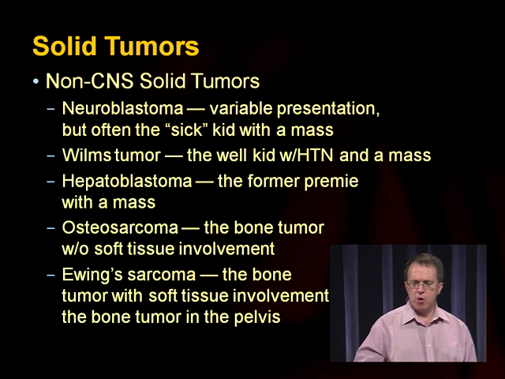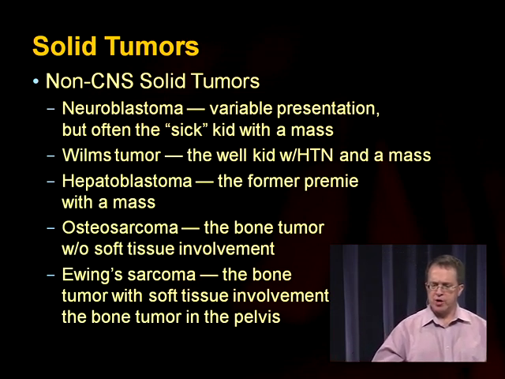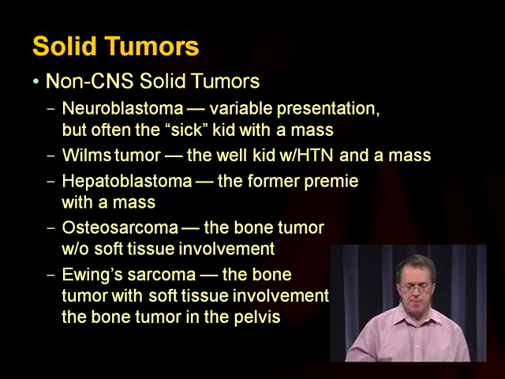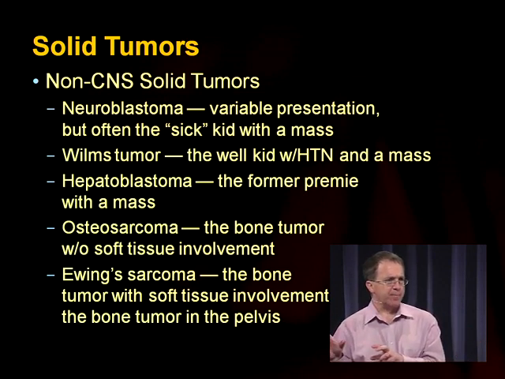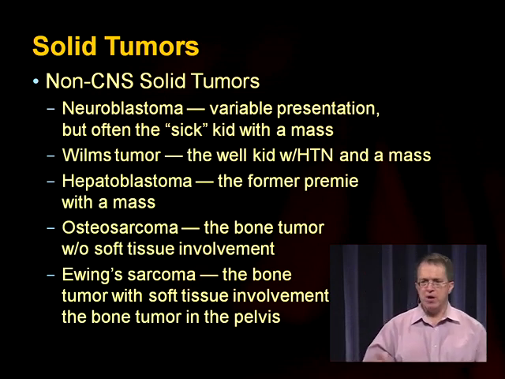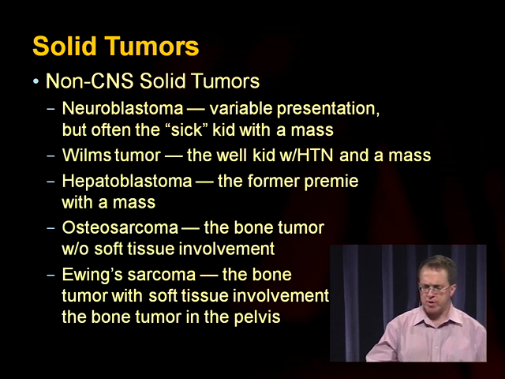So neuroblastoma can be a variable presentation, but this is the sick kid with a mass. Wilms tumor is the well kid with hypertension and a mass. Also, it's the syndromic patient. Hepatoblastoma. I love it. It's my tumor. In our big world, I'm the little guy who takes care of these tumors. But it is important to know that this is a tumor that is very much linked to prematurity. We don't know why, perhaps TPN exposure.